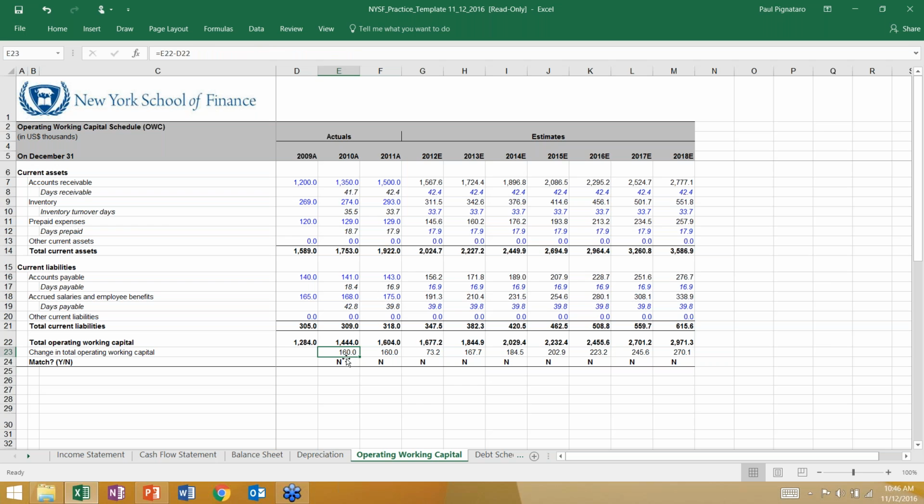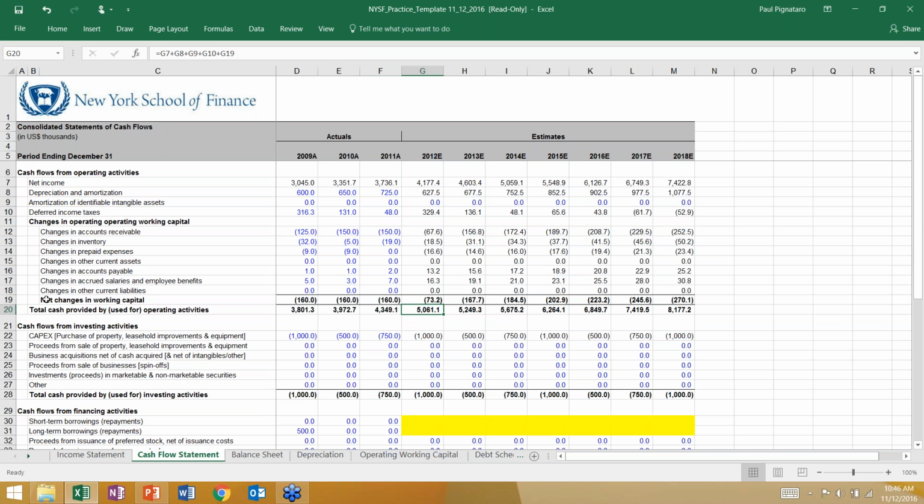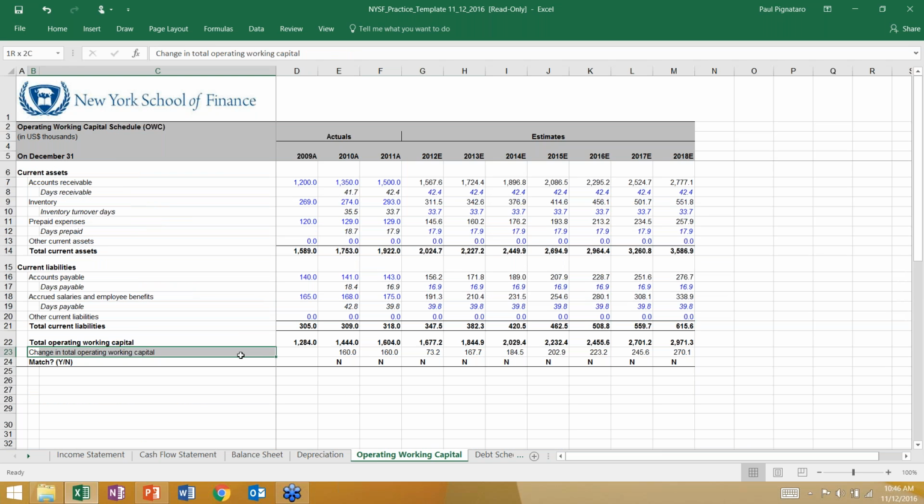This change in total operating working capital is meant to match the cash flow changes in total working capital. So this isn't meant to show the balance sheet change, but the cash flow change. So the question I'm going to answer is: this is supposed to represent the cash impact on the change in total working capital. What is the cash impact on the total working capital?